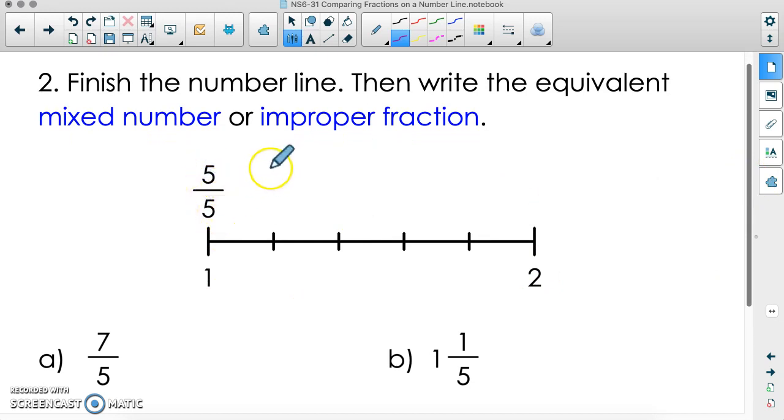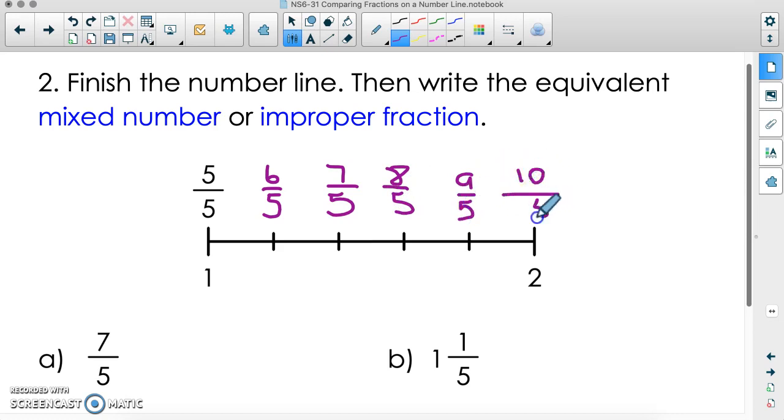So we have 5/5. Then, because these are in order, we're going to have 6/5, 7/5, 8/5, and 9/5. Then this one would be 10/5. So we're just counting up each time.